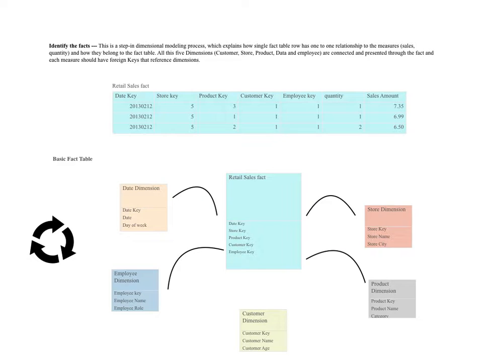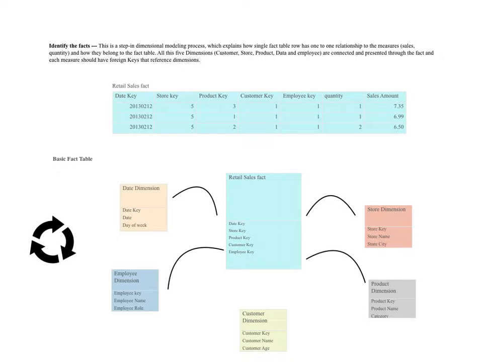Let's move to step number 4, which is identify the fact. This is the step in the dimensional modeling process which explains how a single fact table row has a one-to-one relationship to the measures, sales quantity, and how they belong to the fact tables. All these 5 dimensions, such as customer dimension, store, product, date, and employee, are connected and presented through the fact table, and each measure should have a foreign key that references dimensions.